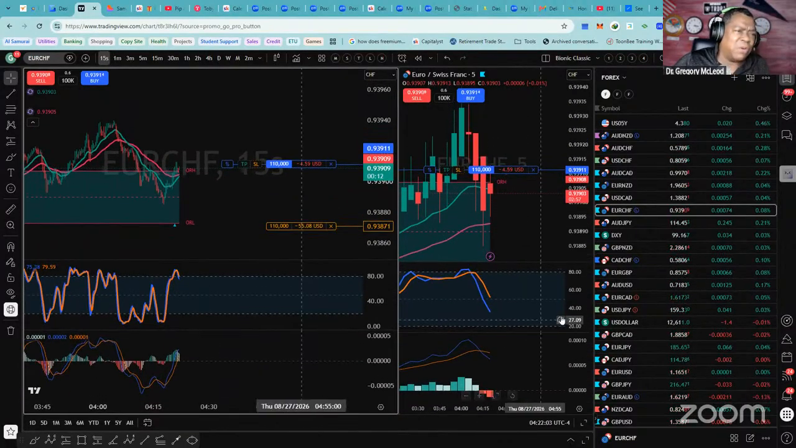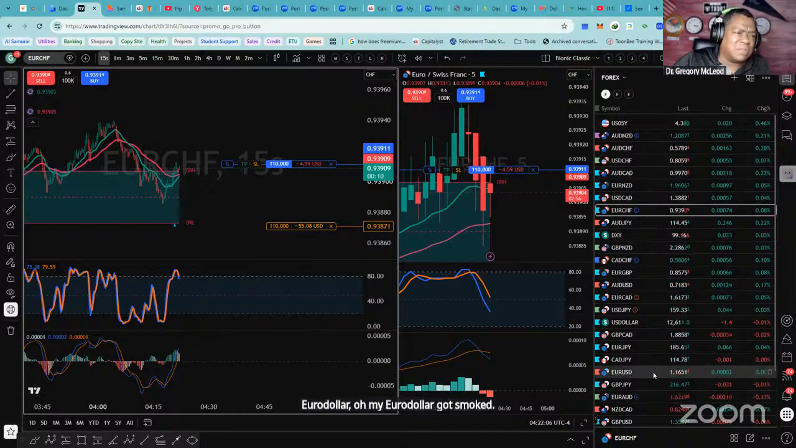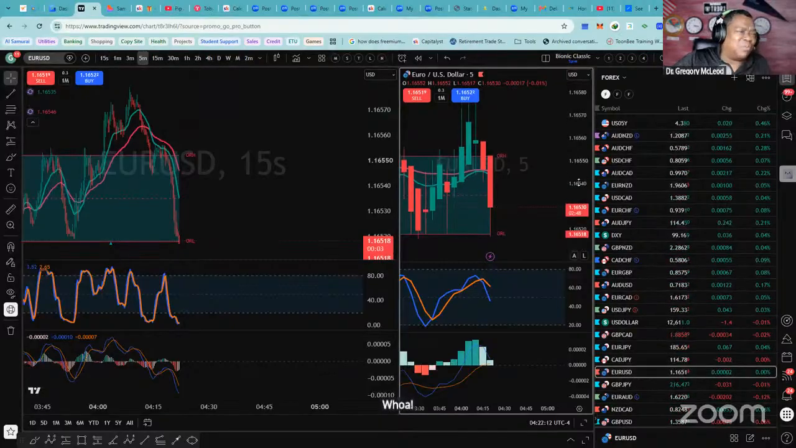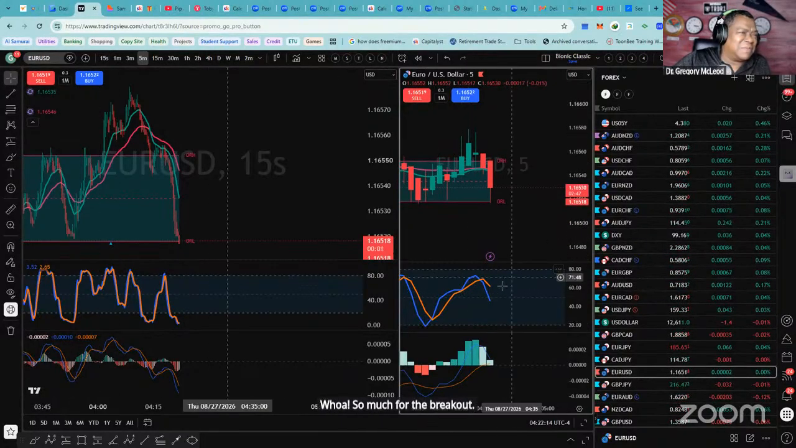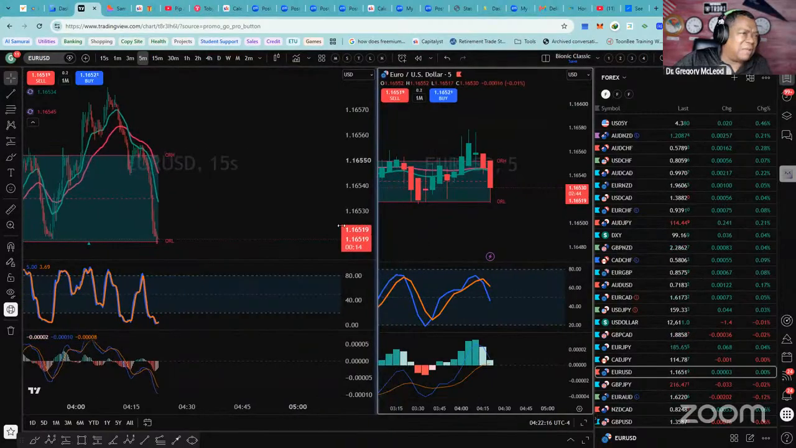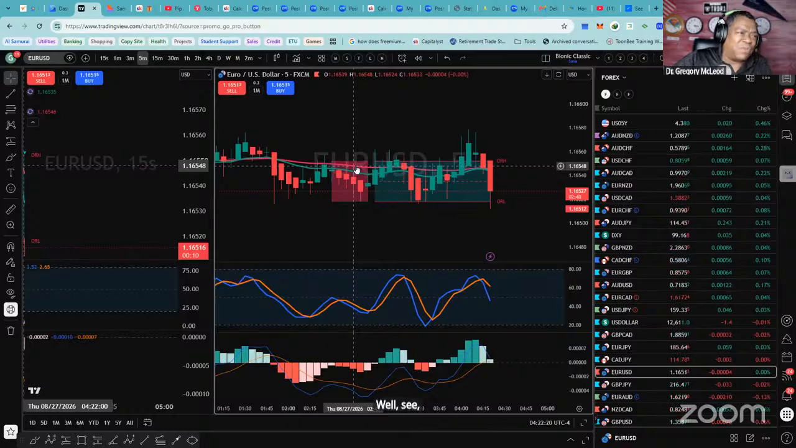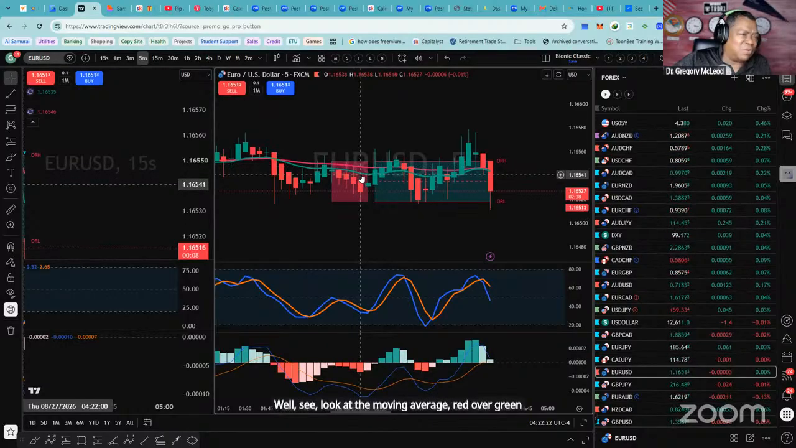Euro dollar. Oh, my euro dollar got smoked. Whoa, so much for the breakout. Fake out to the breakout. Well, see, look at the moving average, red over green. I should have known better, right?